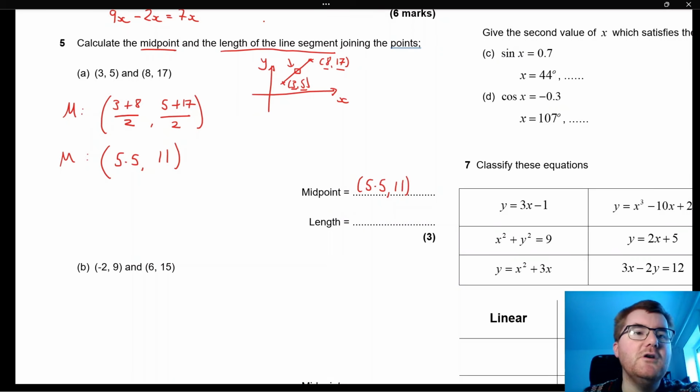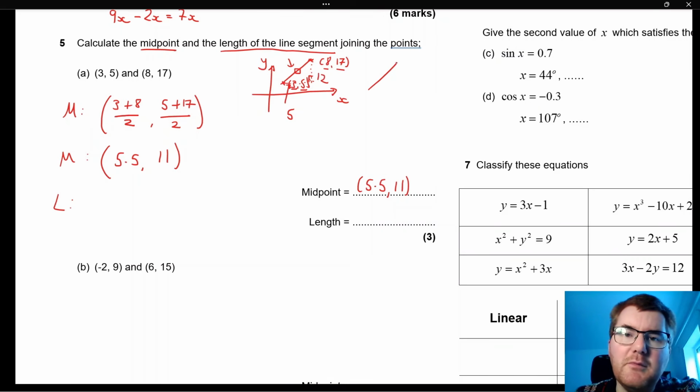Now, in order to work out the length of the line, this is a little bit more difficult. Imagine I draw in a right angle triangle, and essentially, I want to find the height and the length of that triangle. Notice the length here is between 3 and 8, so I'm looking at the x coordinate. The difference between 3 and 8 is 5, and the difference between 5 and 17 is 12.